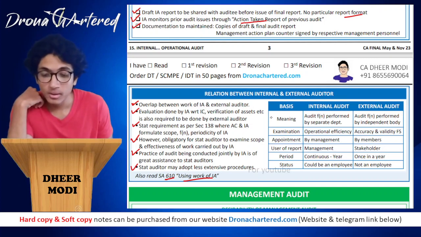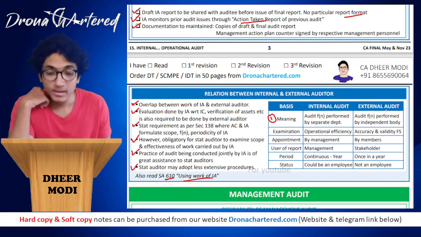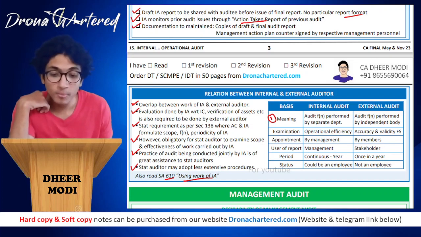So first is your meaning. Internal audit is a function performed by a separate department, whereas external audit is a function performed by an independent body.